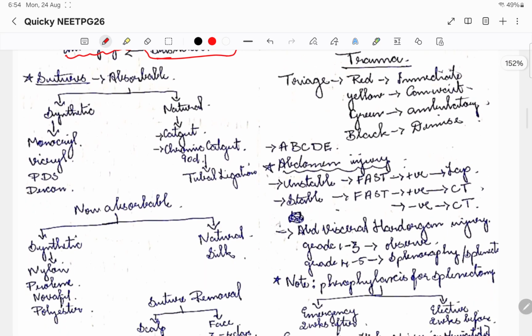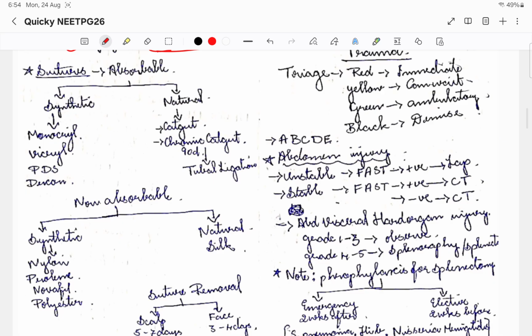Okay, moving on. Let us move on to the other main material that examiners have been keen on asking, which is suture materials. There are two types of suture materials, that is absorbable sutures and non-absorbable sutures. In both, there are two types of classification, that is synthetic and natural. Absorbable natural suture is catgut.